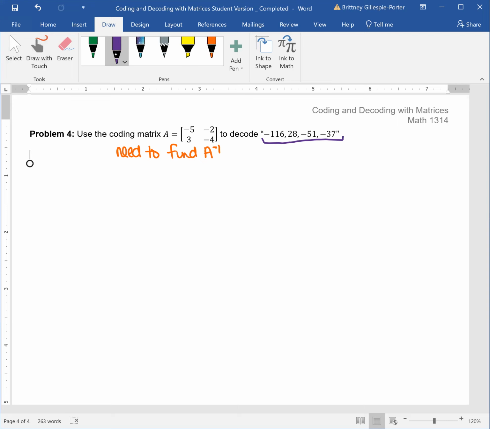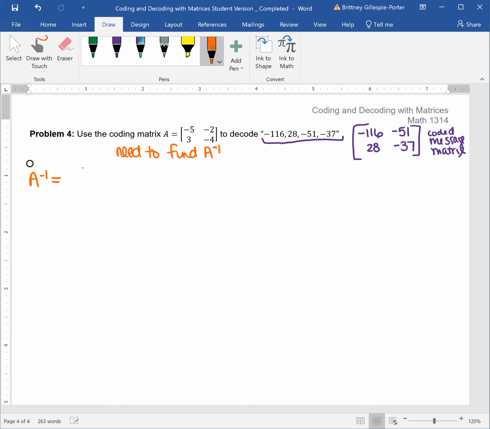Since A is a 2 by 2, our coded message matrix needs to be a 2 by 2, starting with the top left corner, -116, listed vertically, so 28 comes below it, and then -51, -37 goes in column 2. Remember again that this is our coded message matrix. We need to take A inverse times that guy to get back to the letters and see what our partner in crime wants us to know.